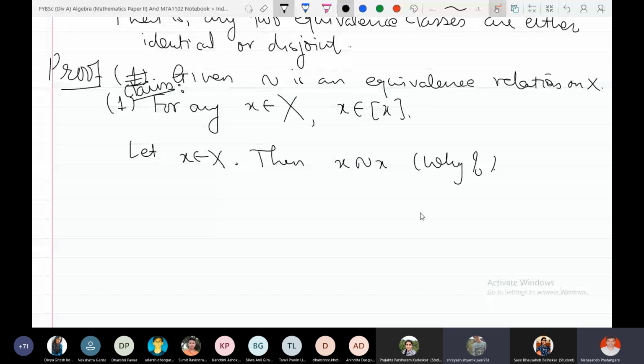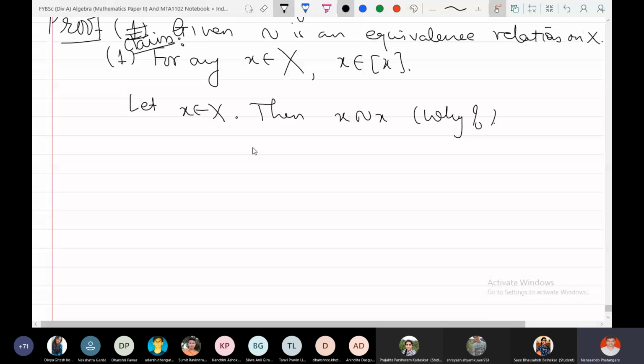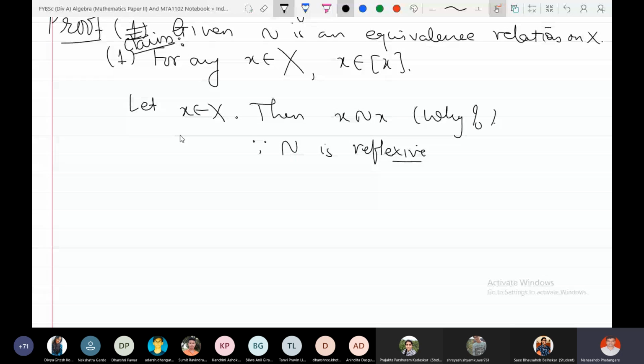What is the reason? Because we are assuming that this relation is an equivalence relation, and therefore it is reflexive. And since it is reflexive, every element is related to itself. So you choose any x in the set X, no matter what x you select, it is related to itself.